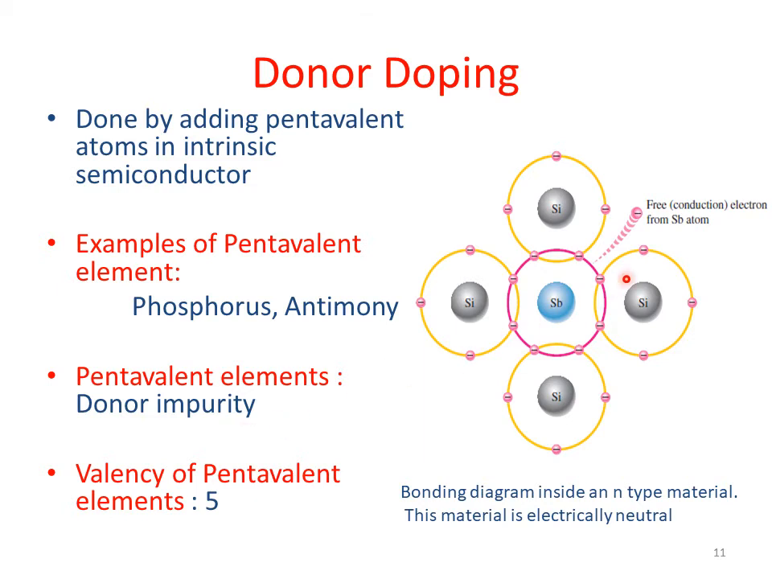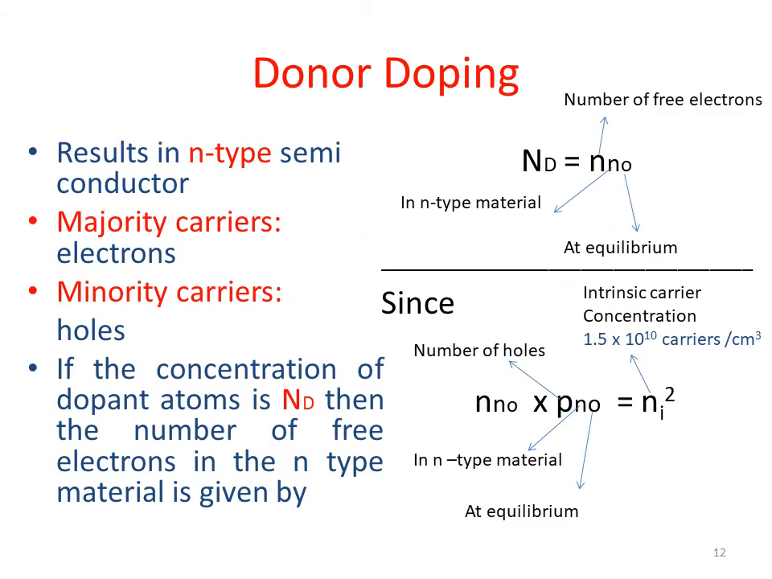Now what is the effect of this free electron? Inside the semiconductor material, we will not be adding just one antimony atom but multiple antimony atoms. So they will be donating multiple free electrons to the semiconductor material, resulting in a material which has excess of free electrons. So because of the addition of the donor doping or the pentavalent elements, we get a material which has excess of electrons, and that material is actually called as an n-type semiconductor material.